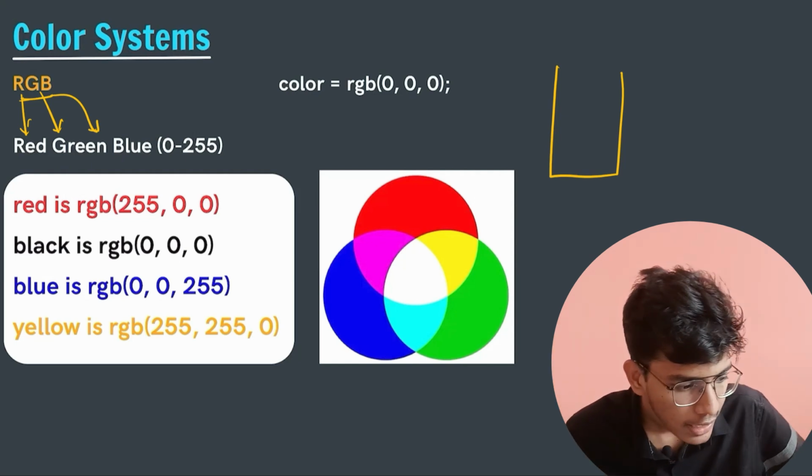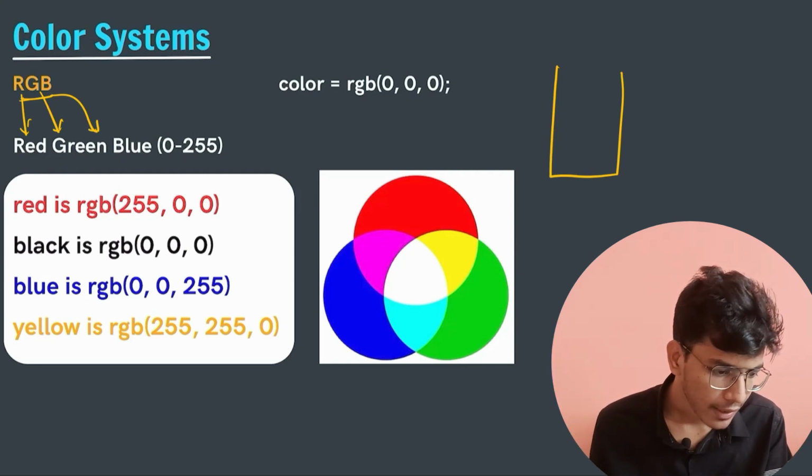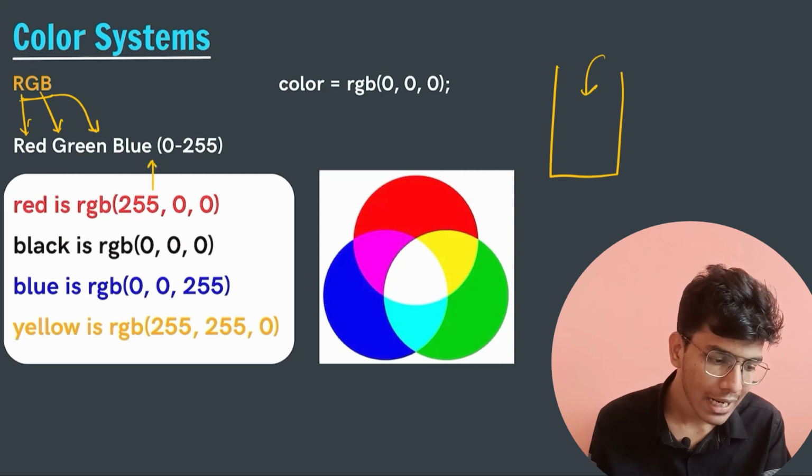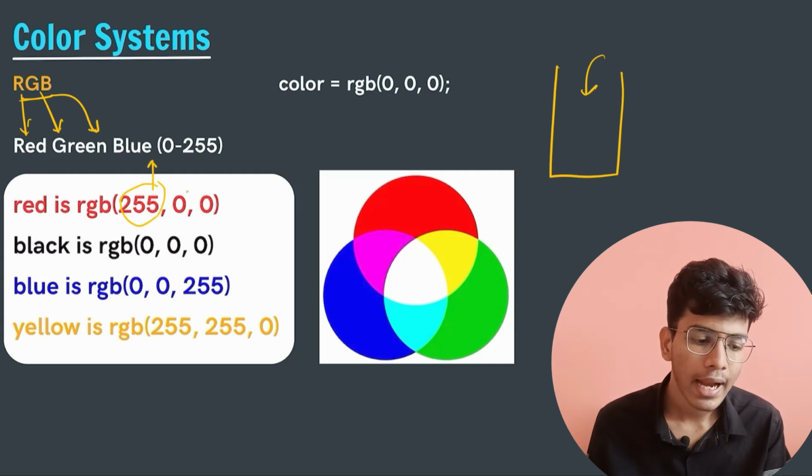Okay, so here, red color. Let's say you want to add all the red color in your bucket, then what you will do is that first of all you will give RGB as 255 and you will add 0 blue color, 0 green color, right?